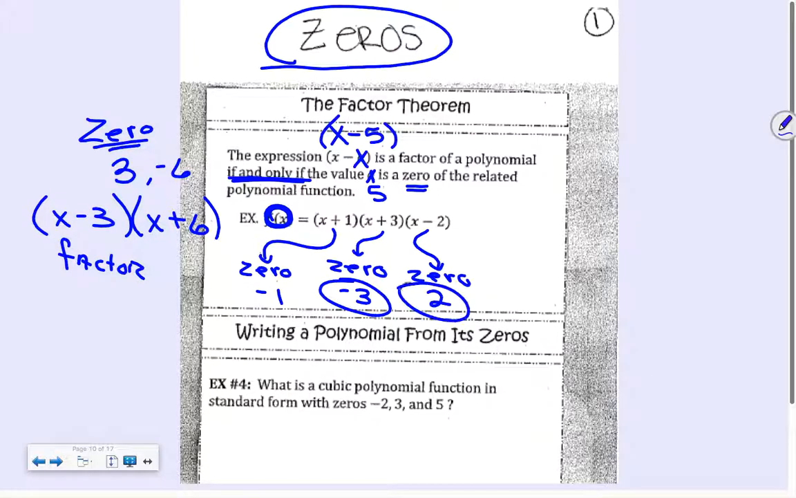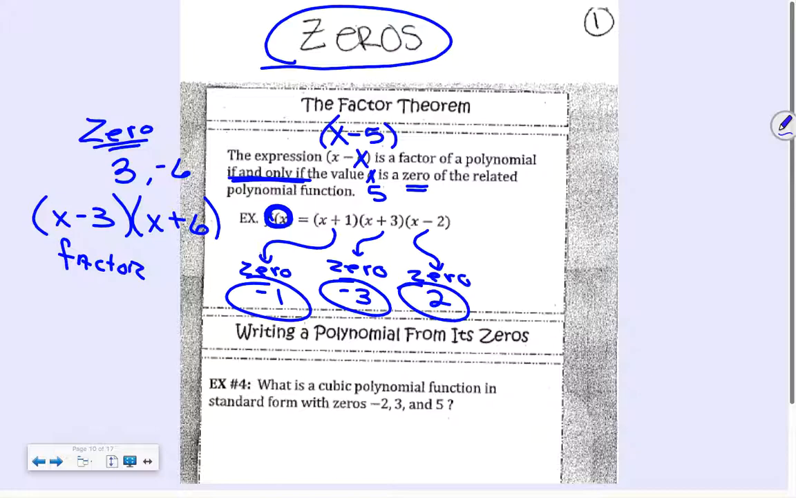Now I want you to look at your zeros, and then look at your factors. If you know you have a zero of negative 1, that goes with what kind of factor? X plus 1. So if somebody told me a zero of negative 1, how would I write the factor? I would just change the sign from minus to plus. Here it's negative 3, the zero. But what's the factor look like? Plus 3. So you just switch the sign, is all you do.